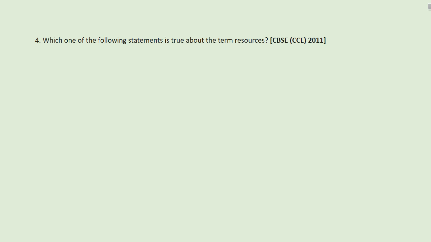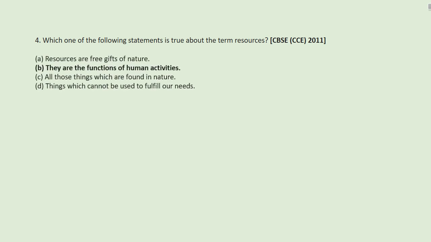Question 4. Which one of the following statements is true about the term resources? A. Resources are free gifts of nature. B. They are functions of human activities. C. All those things which are found in nature. D. Things which cannot be used to fulfill our needs. Option B is the right answer. They are the functions of human activities is a true statement about the term resources.